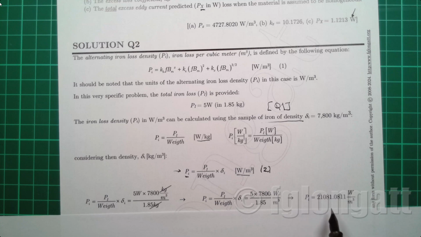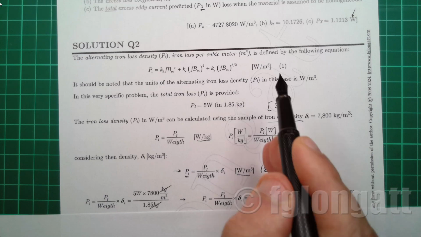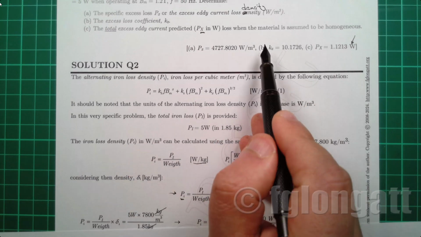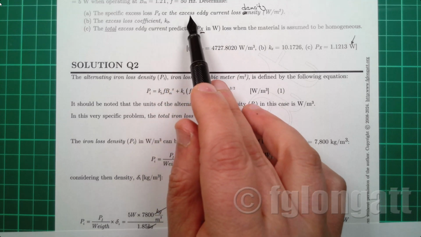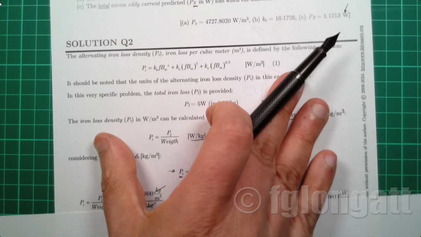When you put those numbers in the calculator, you can see that the active power losses, iron loss, Pi, is equal to 21,081.08 watts per cubic meter. But you must be careful: this is Pi. This is not the answer to question A, because question A is asking for the specific excess loss density, and in this case that is Px.